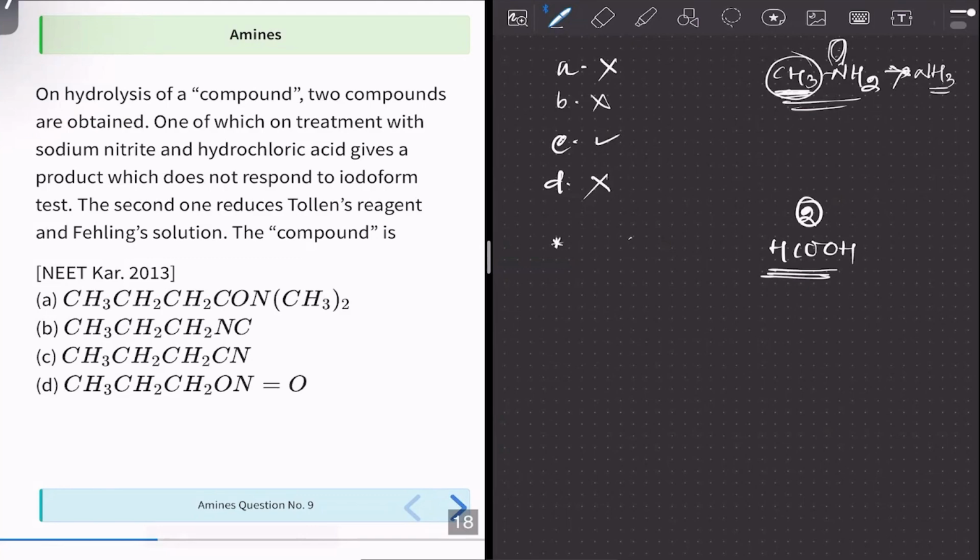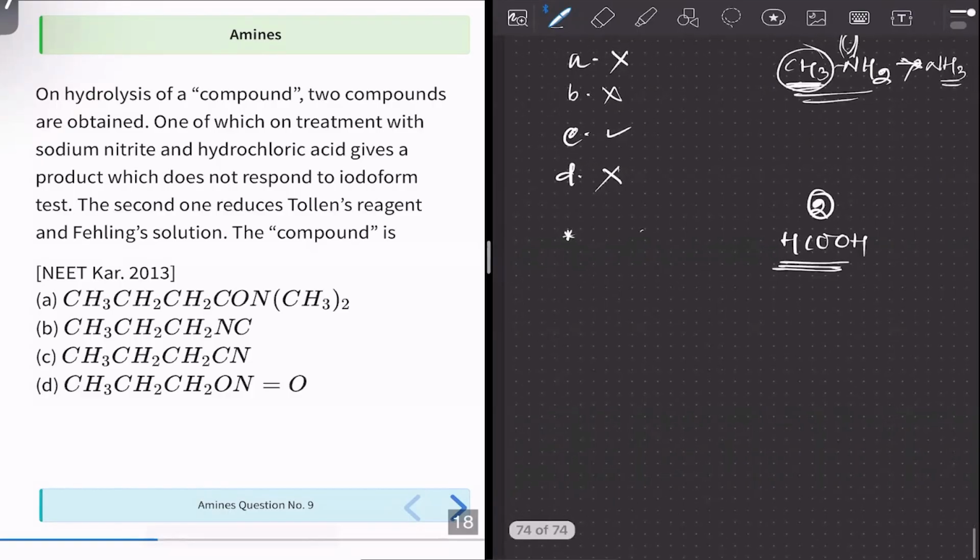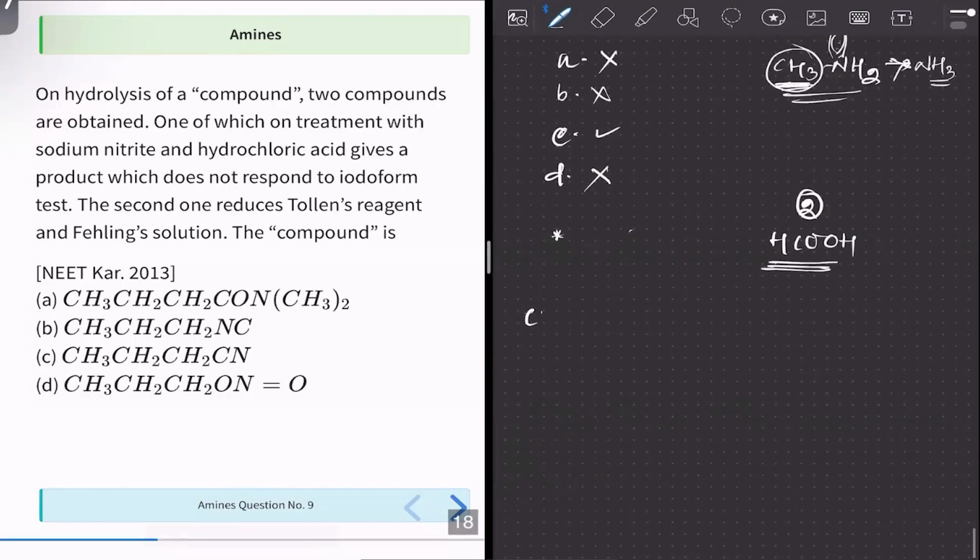What will be the reactant? Let's go one by one. CH3CH2CH2COCH2. No, there will be different hydrolysis products. It will not produce HCOOH. Then CH3CH2CH2NC. Yes, let's take this compound.